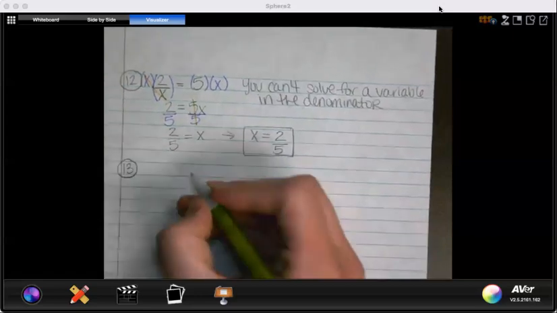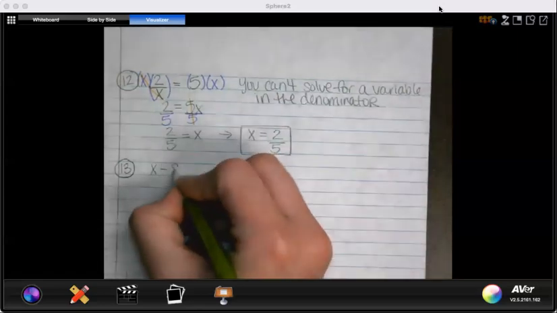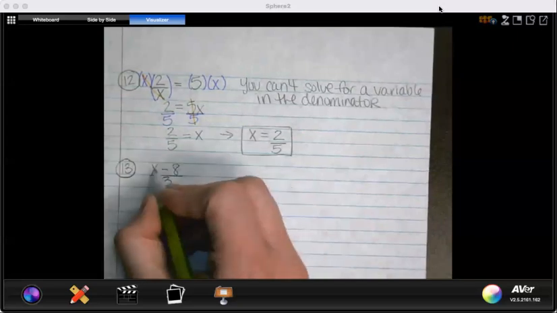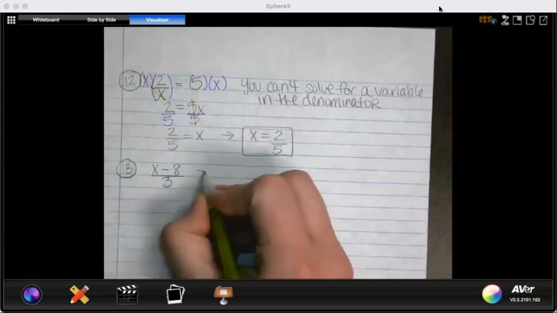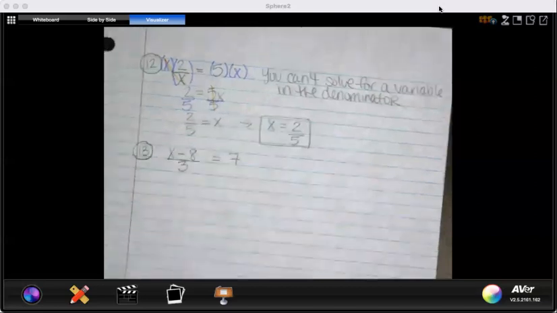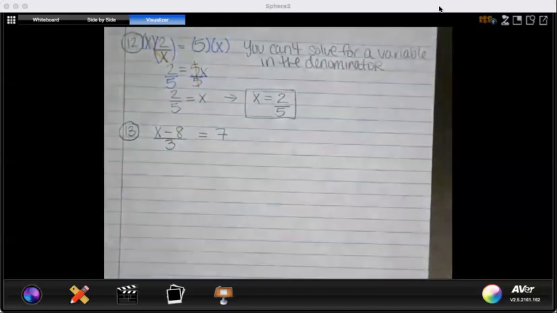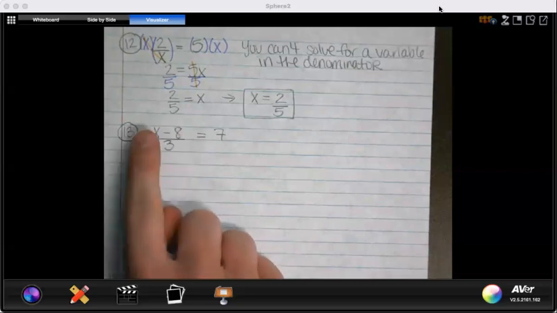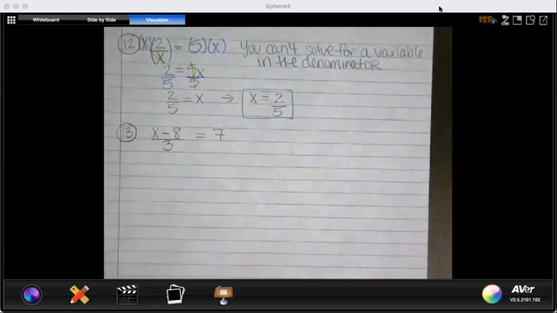Number 13: x minus 8, all divided by 3, equals 7. Now this one looks a little weird because we do have two operations. However, they both seem to be affecting the variable. But if you consider it, what is closest to the variable in this scenario? Technically the minus 8 is what's directly attached to the x, and the divided by 3 works with both numbers.